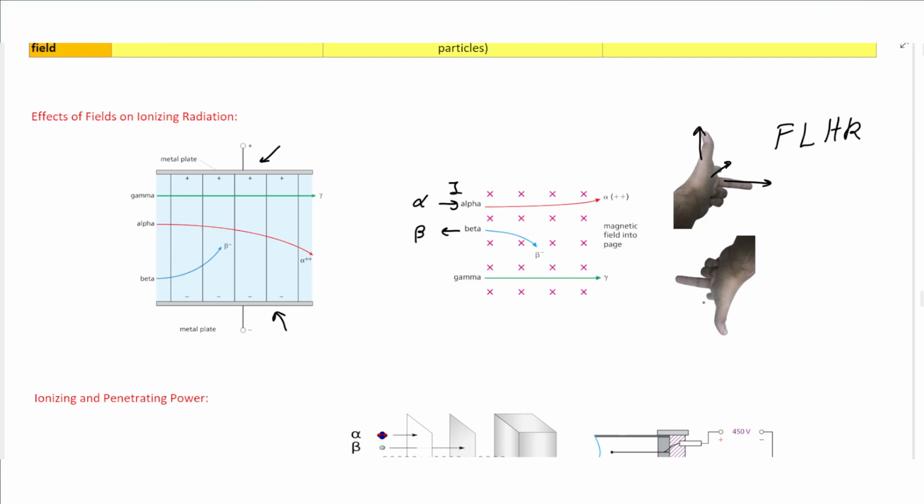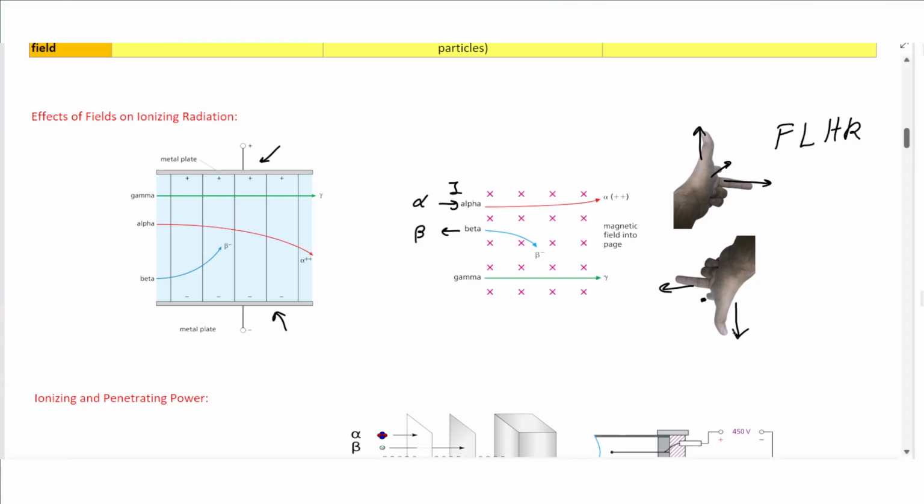And if the field is still into the page, but the current is to the left, again the beta particle will experience a downward force. And again, since gamma radiation is uncharged, it has no current, so it is not affected by magnetic field either. So no effect on gamma radiation with electric fields or magnetic fields.